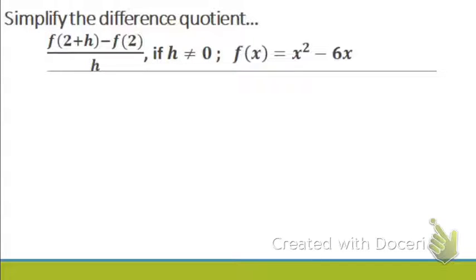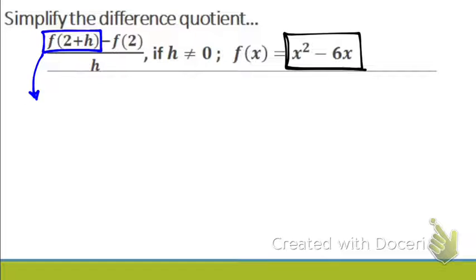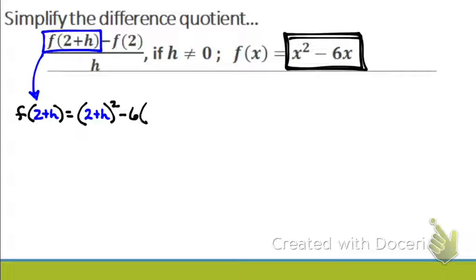All right, so let's break it down like we did on the other one. My function rule is x squared minus 6x. So for f of 2 plus h, I am putting 2 plus h into that function in the place of the x. So I'm going to take 2 plus h and square it, minus 6 times 2 plus h.